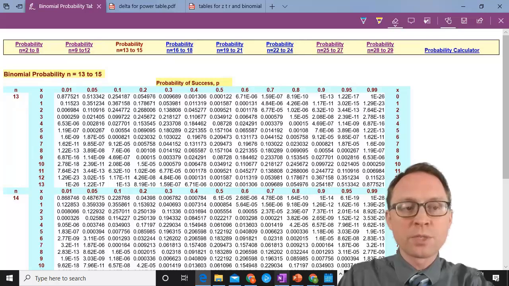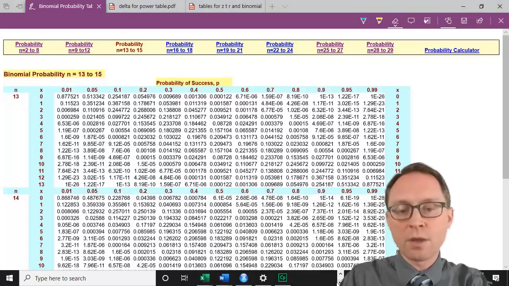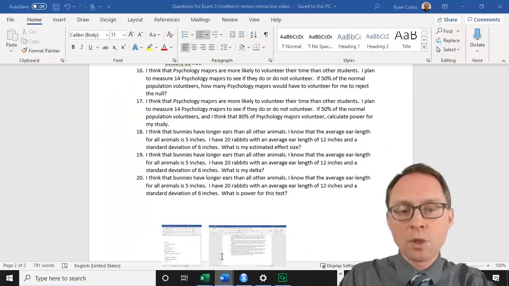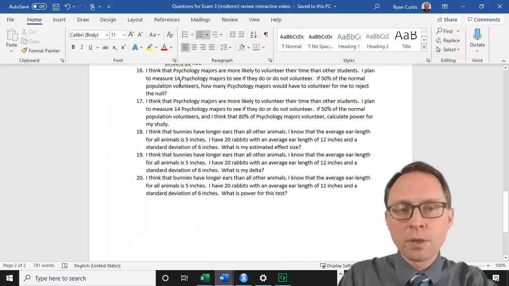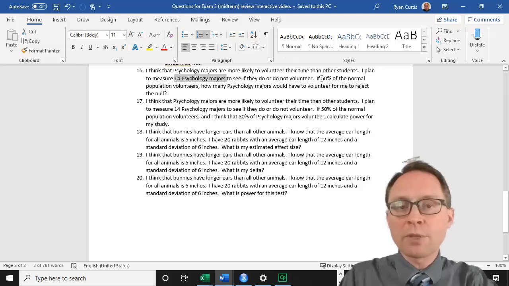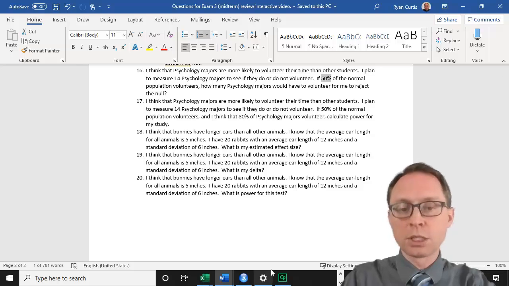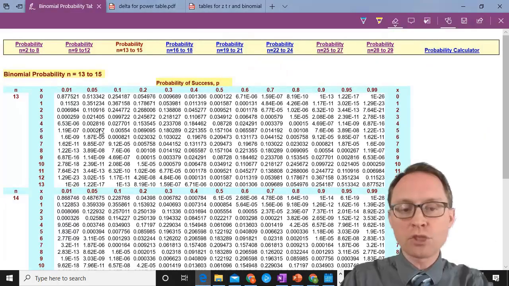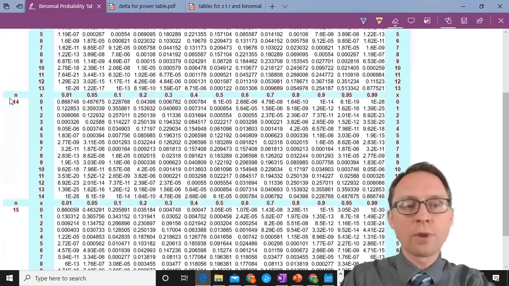Now in this particular case, let me make sure that I've got all the information right. We are talking about 14 psychology majors, right? So N is going to be 14. The normal population volunteers 50% of the time. That means the null hypothesis is that 50% would volunteer. Okay, that's the null hypothesis. So that means that when we're looking at the chart, we are looking for N equals 14.